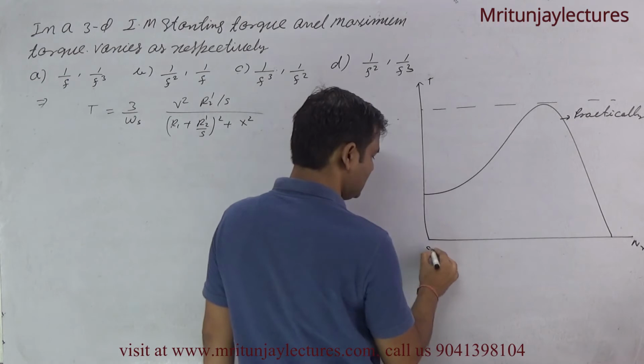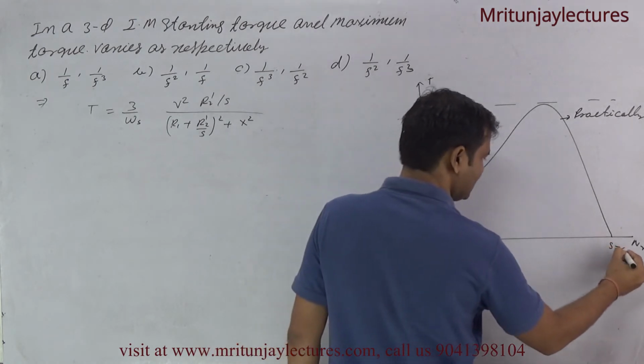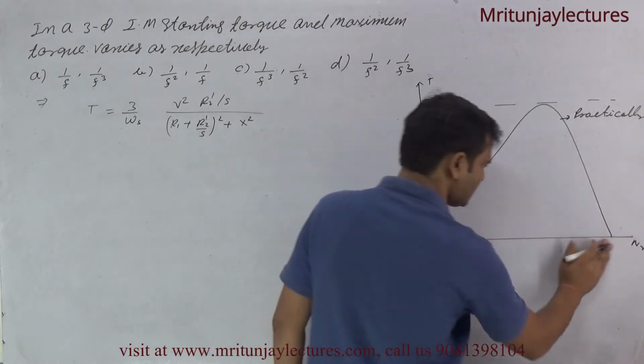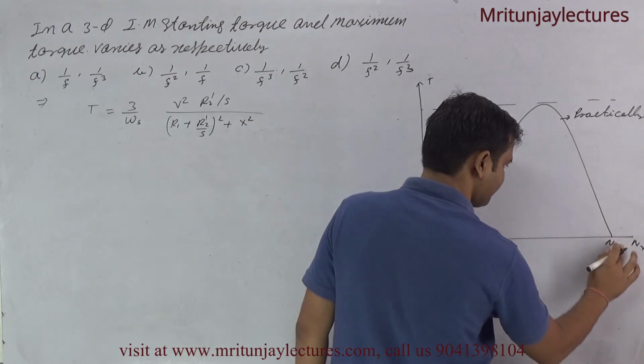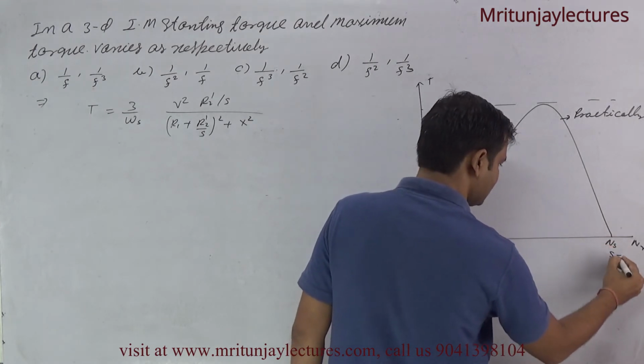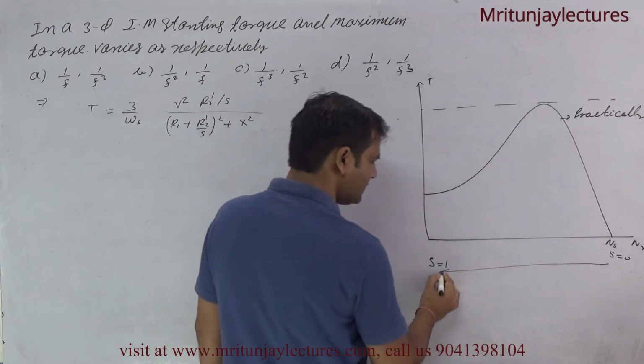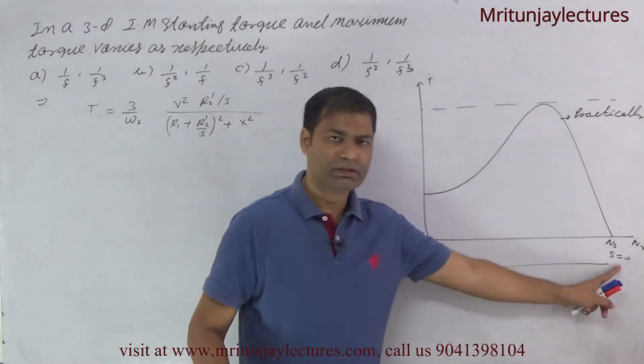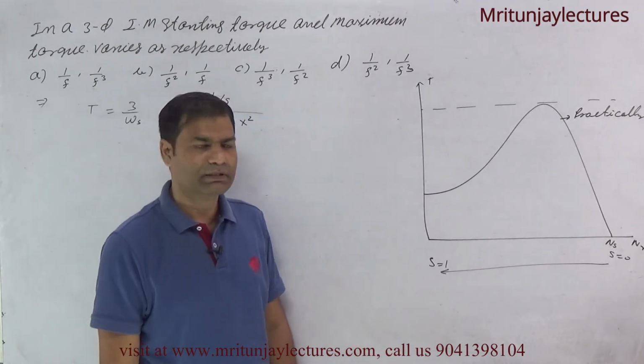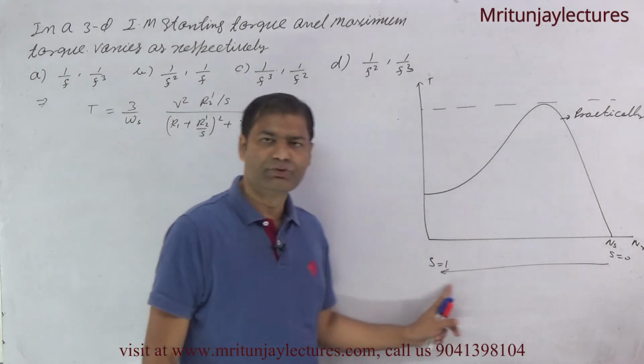Now slip 1, and at synchronous speed NR is equal to NS. What about slip? That is 0. Clear? I know that slip increases from 0 to 1.